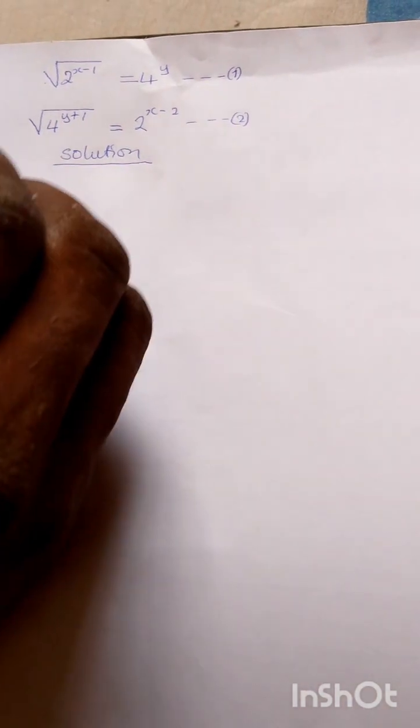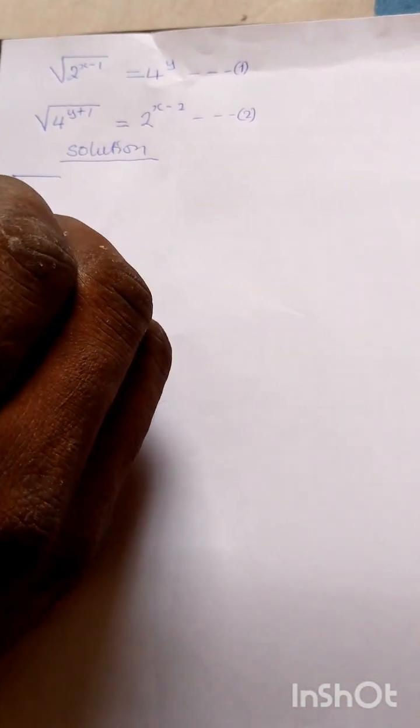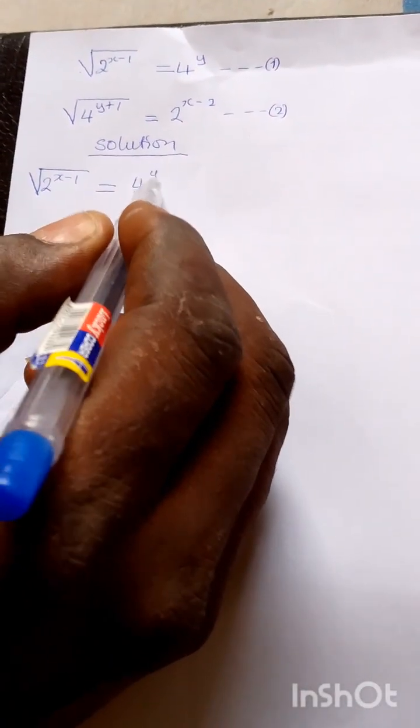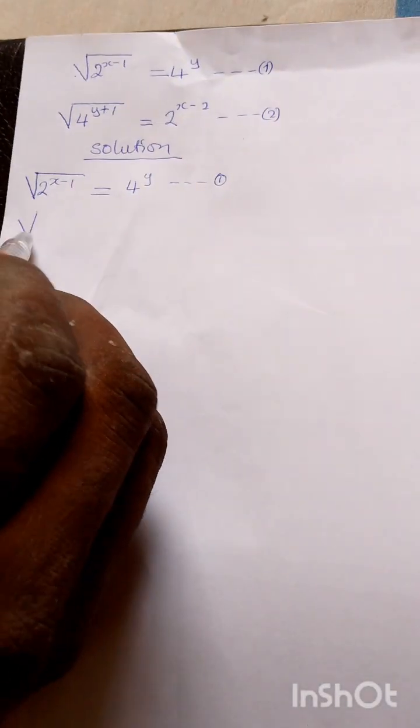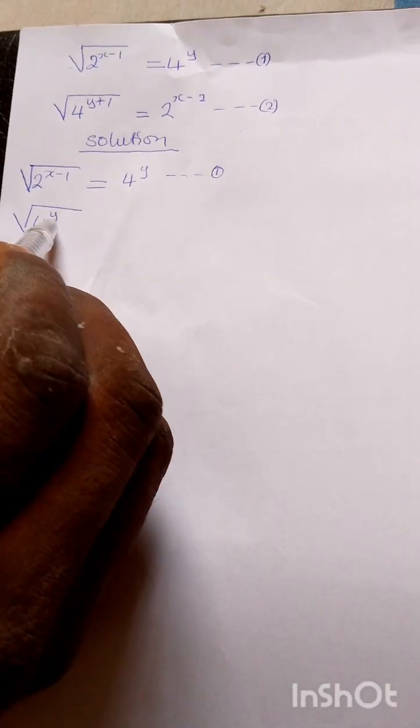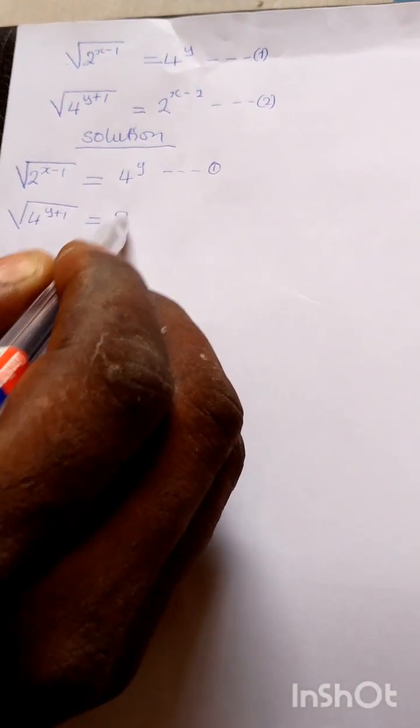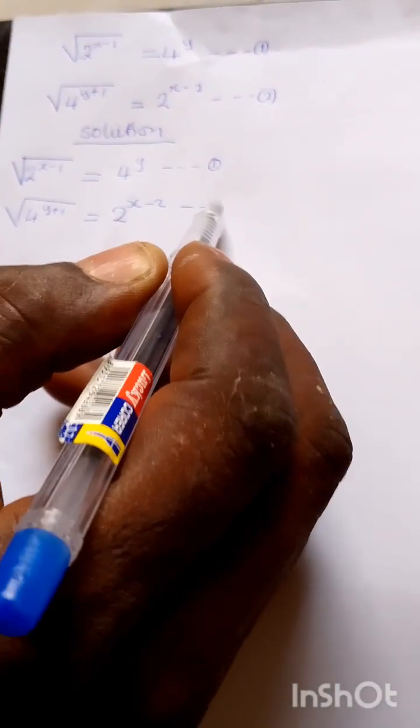So we'll write the equation down. We have root of 2x minus 1 equals 4 raised to the power of y. We call it the first equation. Then we'll have the other one, 4 raised to the power of y plus 1 equals 2 raised to the power of x minus 2. Call it the second equation. So what we will do now is we'll try to see how we can remove this radical and form two linear equations that can be solved simultaneously. That's what we want to do now.